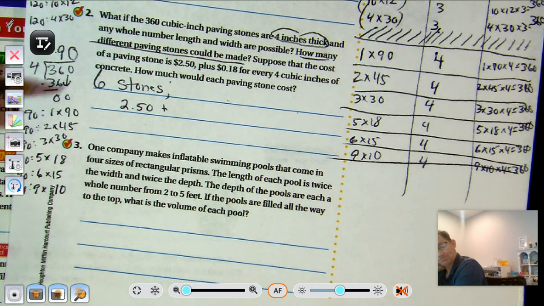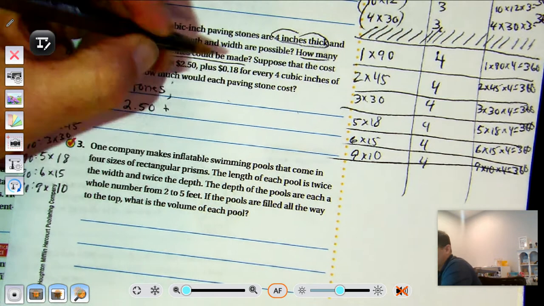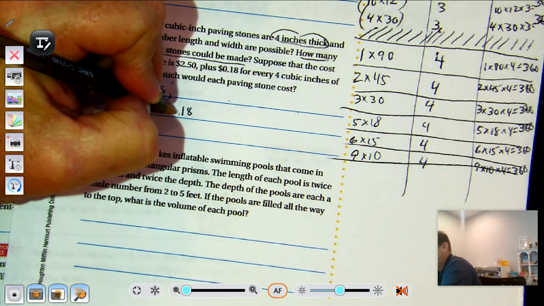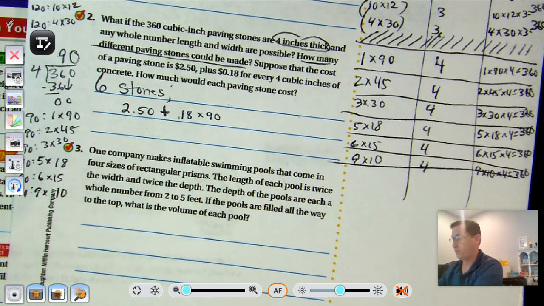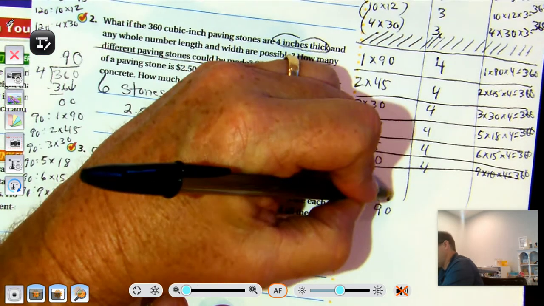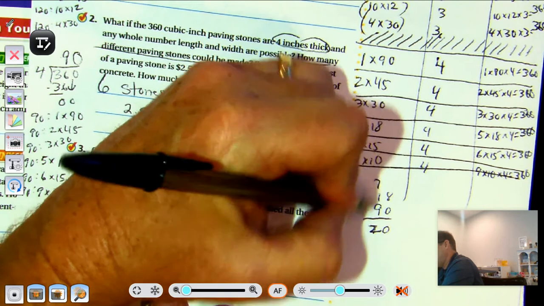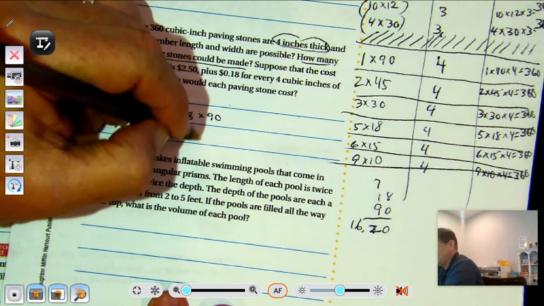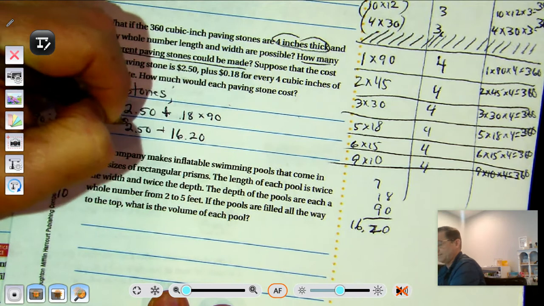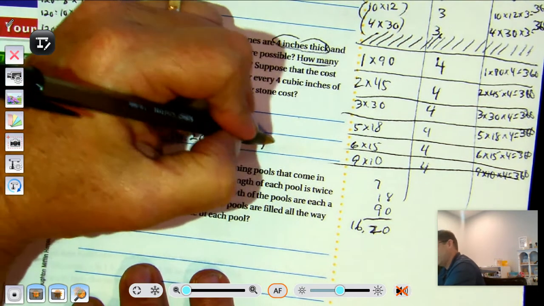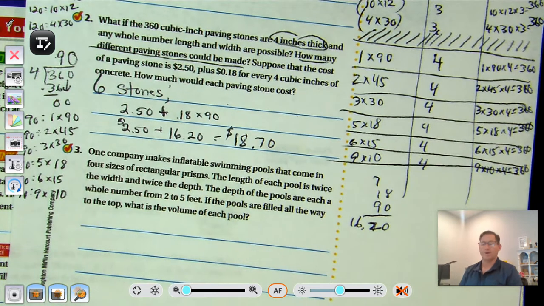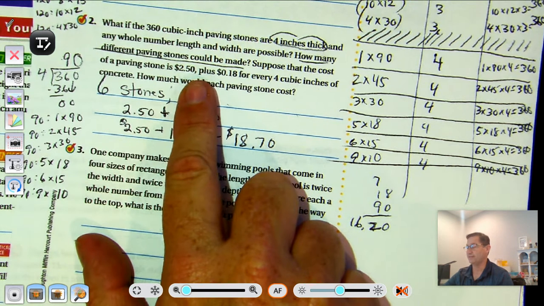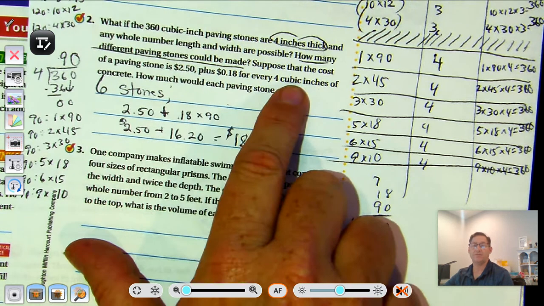So 18 times 90. Okay, well, order of operations says multiply first, so let's do that. 90 times 18. We get $16.20 plus $2.50 will give us 50 and 20 is 70, and 16 and 2 is 18. So it would have a cost of $18.70.